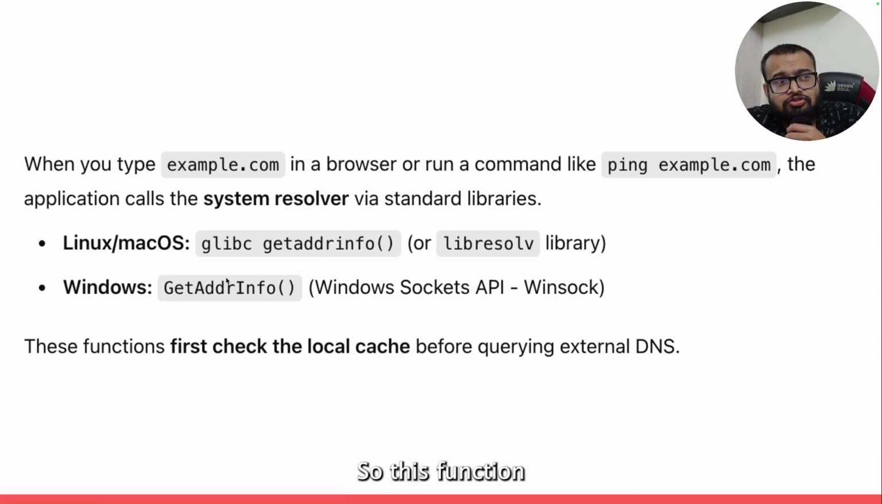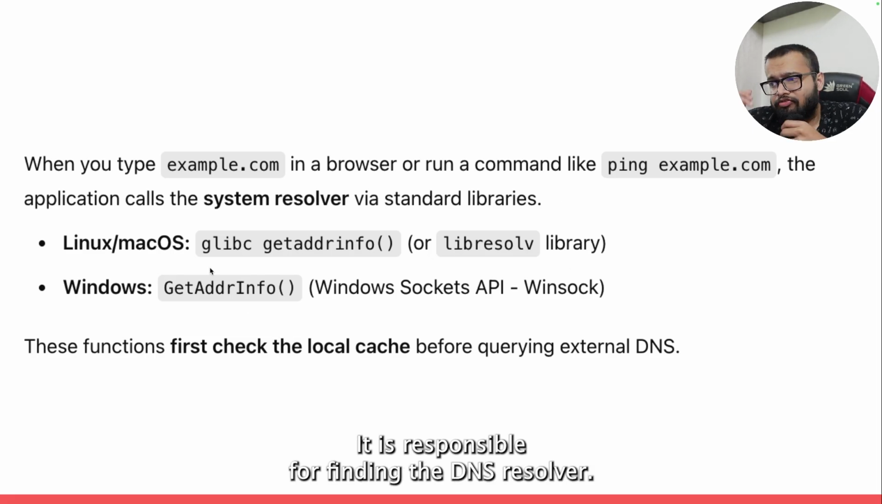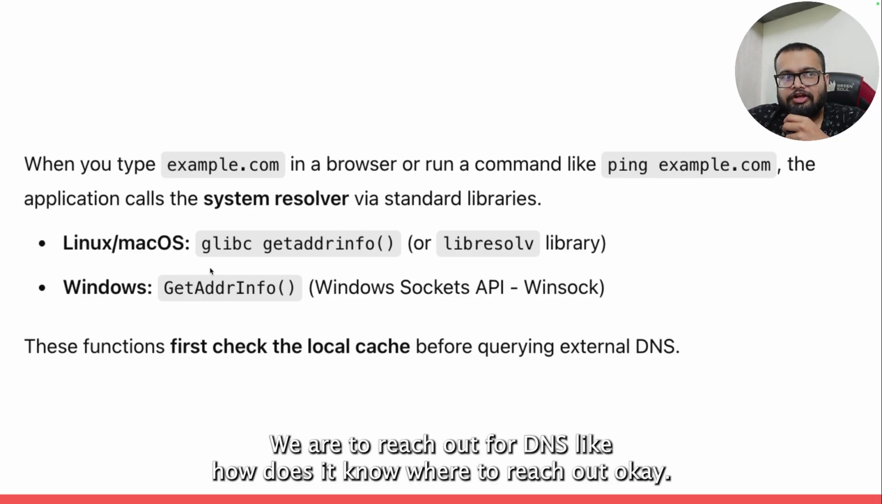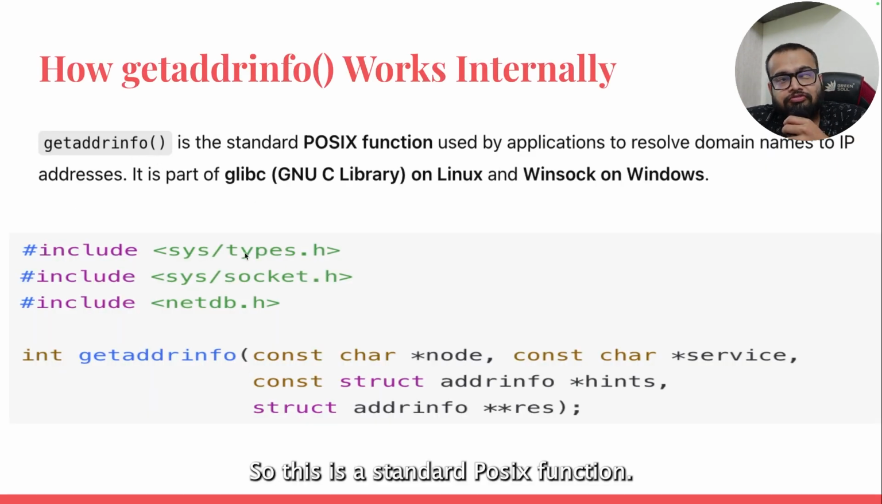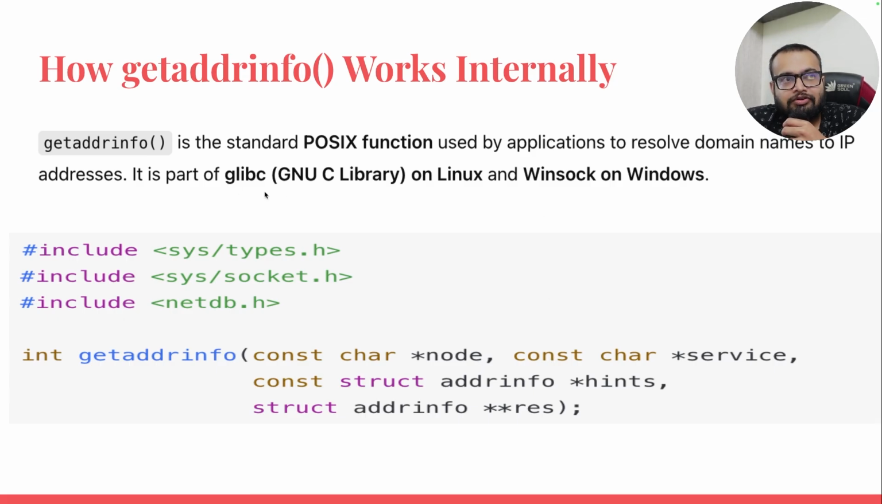Okay, so this function first checks the local cache and then only queries the external DNS. It is responsible for finding the DNS resolver, like where to reach out for DNS. How does it know where to reach out? So this is a standard POSIX function. It is written like this: getaddrinfo. It is used by applications to resolve a domain name to an IP address.